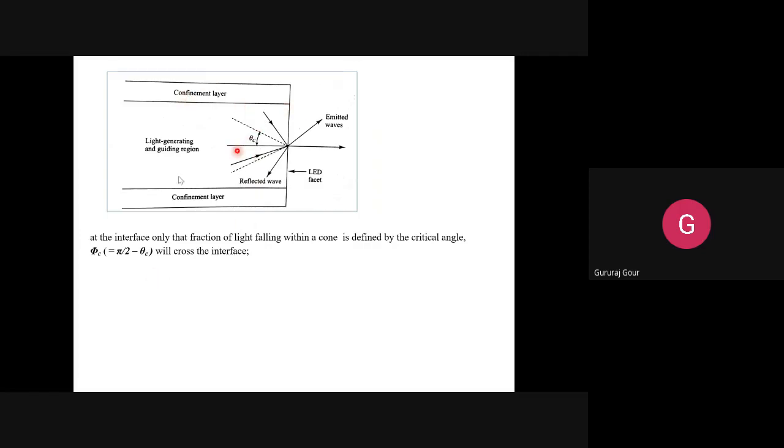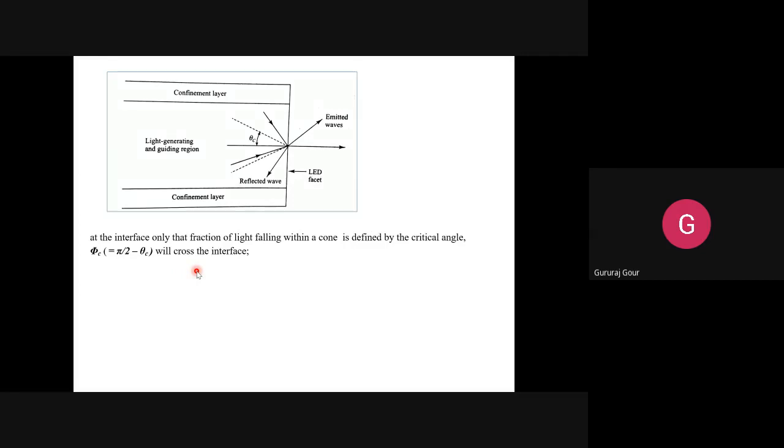This we have already seen. You can see only the rays which are falling in this cone angle are allowed to emit. That is phi c approximately. This is 90 degrees we are observing here. 90 minus theta c will give you this remaining angle, the cone angle. So whatever rays fall within this cone are allowed to emit.